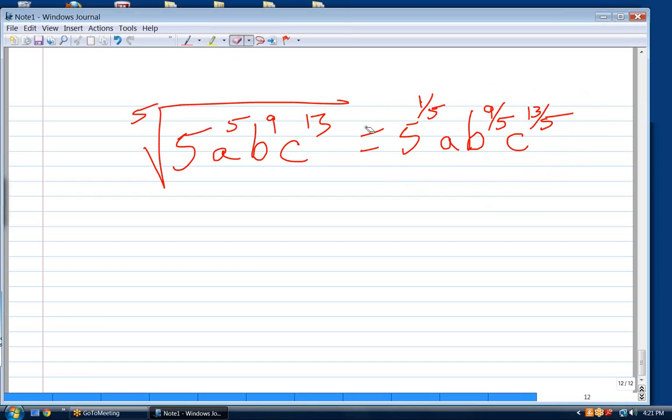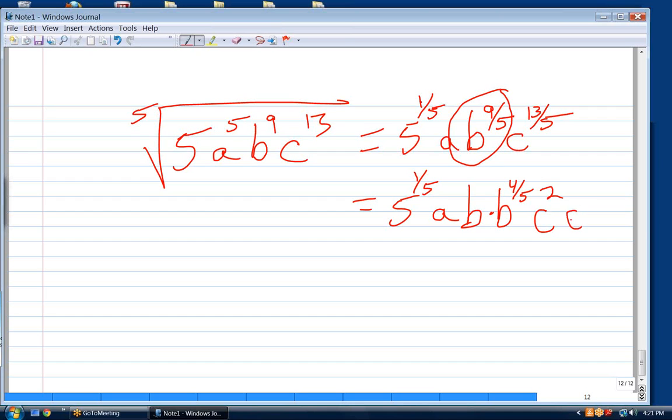Okay, so then you take out... Can't change 5 to the 1/5. That's as reduced as it is. But let's take as many whole B's out of there as we can get out. So 1 B you could take out? I can take out 1 B, and that leaves another B to the 4/5. Let's do the same thing with C. 2 C, so C squared, and then C to the 3/5.